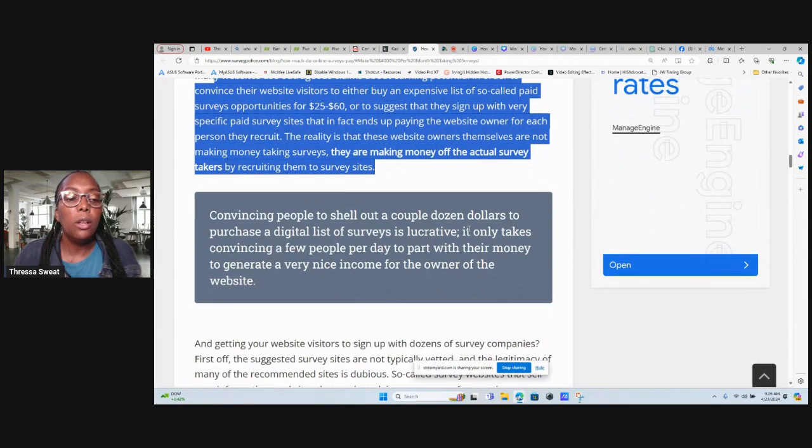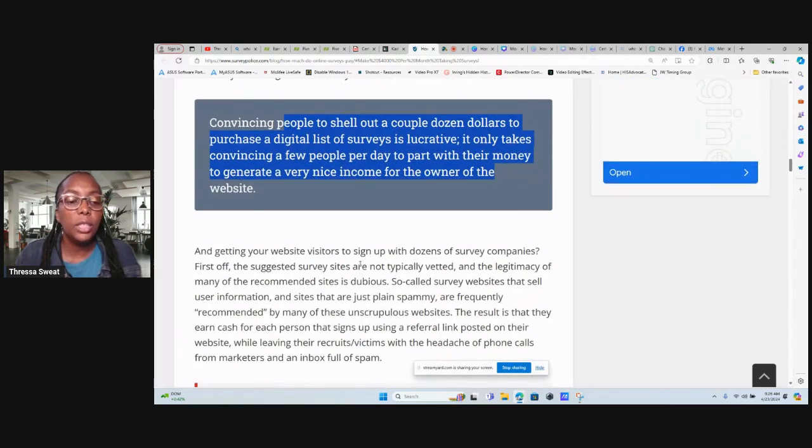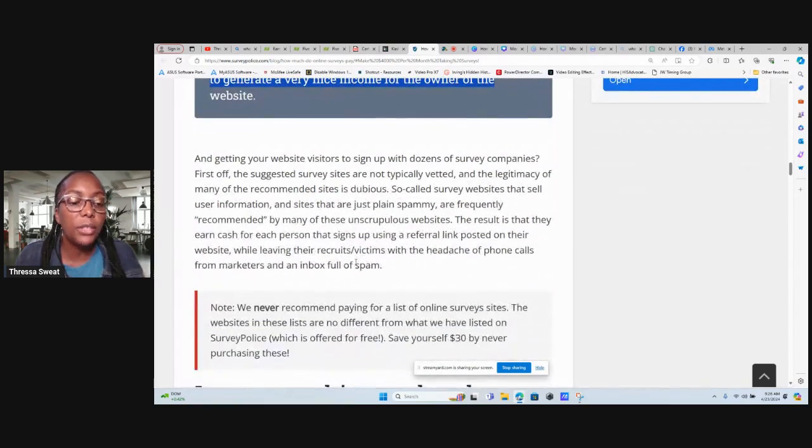So convincing people to shell out a couple dozen dollars to purchase a digital list of surveys only takes convincing a few people per day to part with their money to generate a very nice income for the owner of the website. So that's basically what they're talking about as you go on the website.